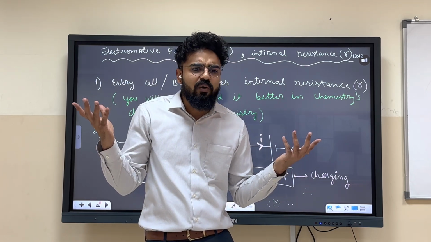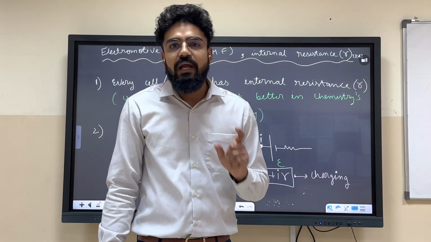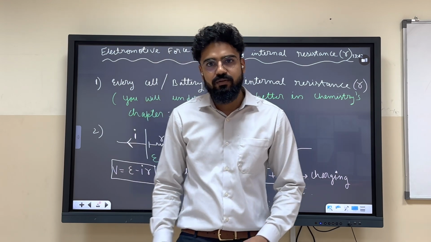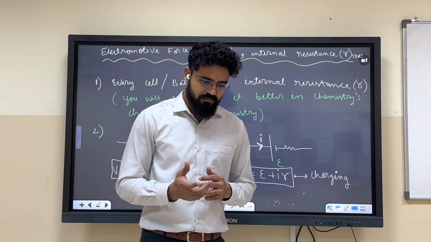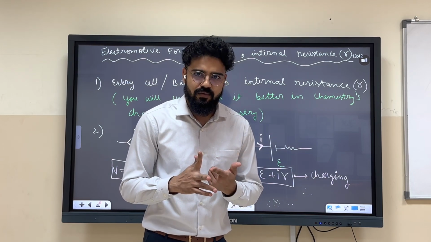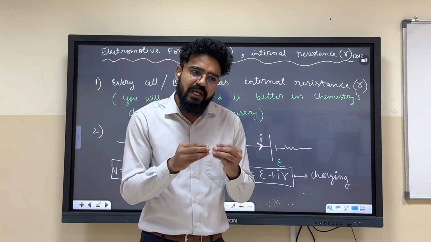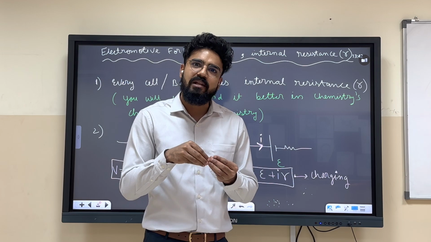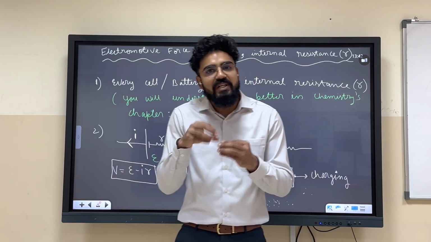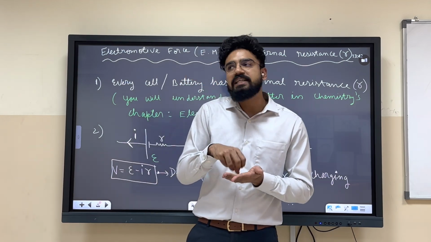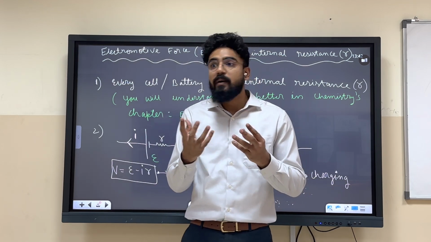So you will say, sir, where is this drop of 0.5 volt coming from? Because every cell is made up of electrolyte. If you have lived your childhood properly, you might have cut the cell. If you have cut the cell, there is some black thing or some liquidy substance inside the cell. That liquidy substance is known as your electrolyte.